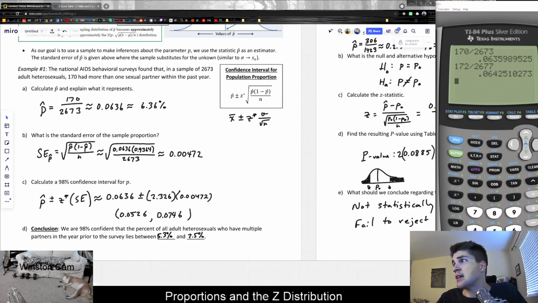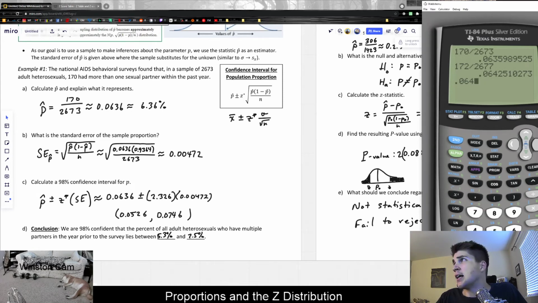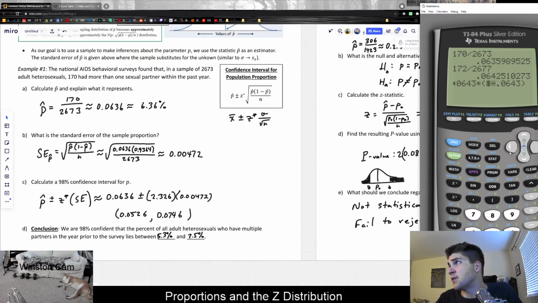So let's run it. We'd have 0.0643 plus z star, which, we'll just assume all the other parameters were the same from example 1, a 98% confidence interval with the standard error. This will also change the standard error a little bit, so let's recalculate that. That would be 0.0643 times 1 minus 0.0643, divided by, and then square root around this. Oops, wrong button. Insert the square root. Okay, there we go.